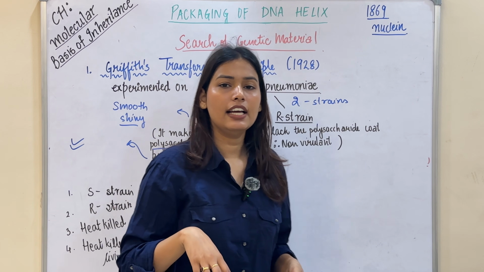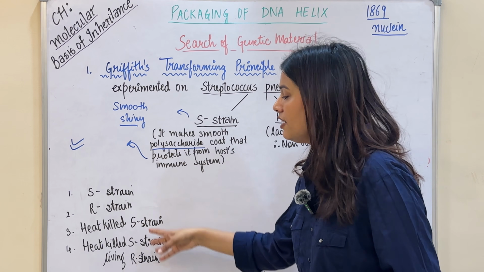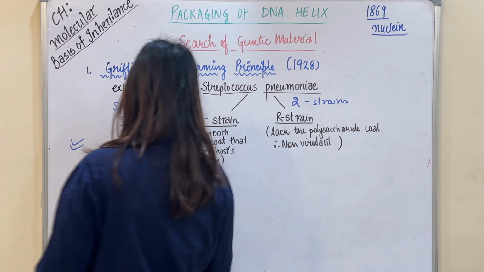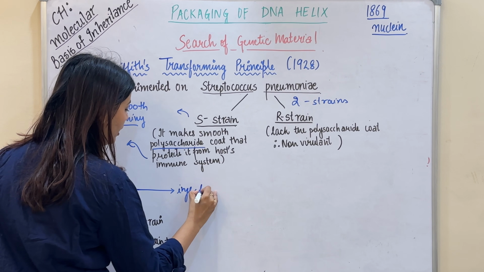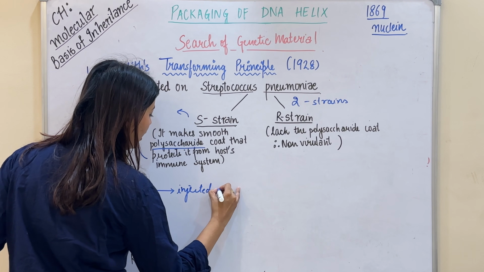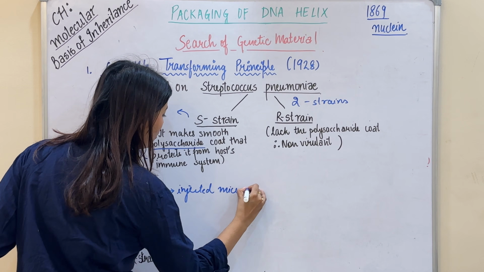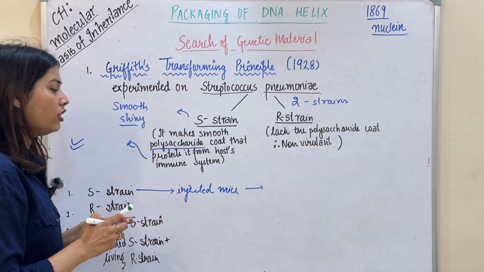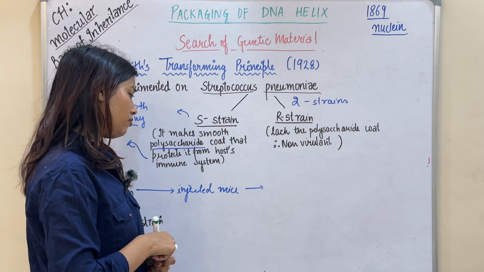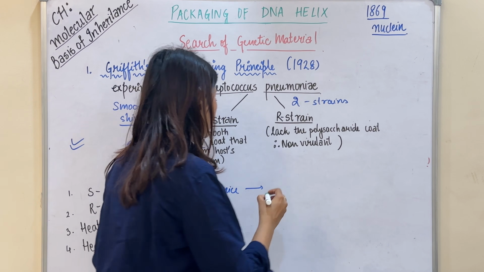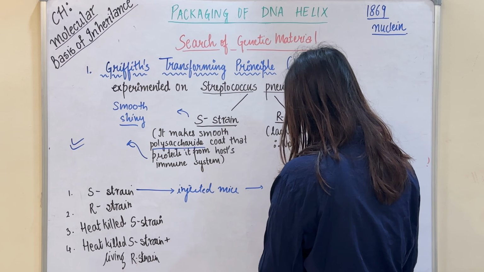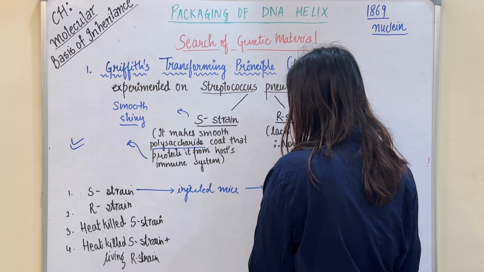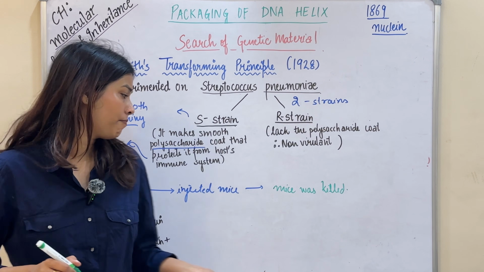So what he did is he took the different strains and injected them in mice. When the S strain was injected in mice, they got diseased and the mice were killed. They didn't survive.